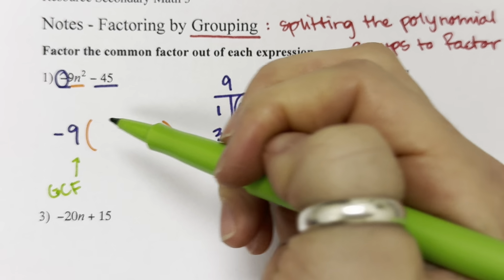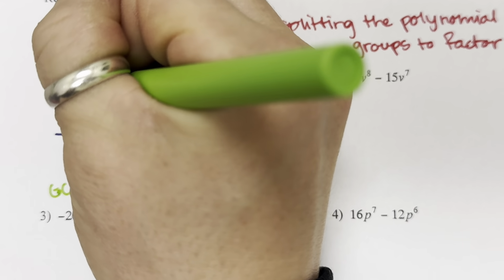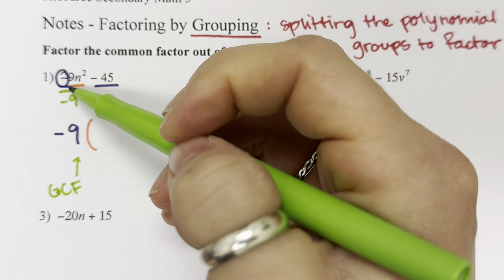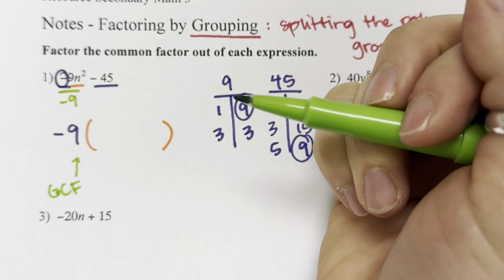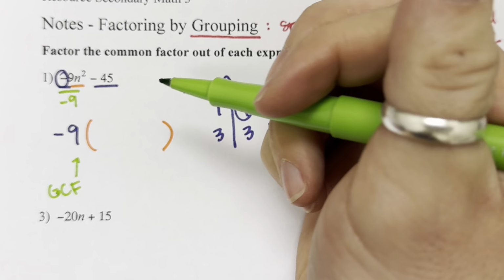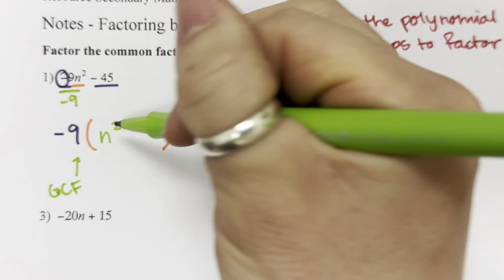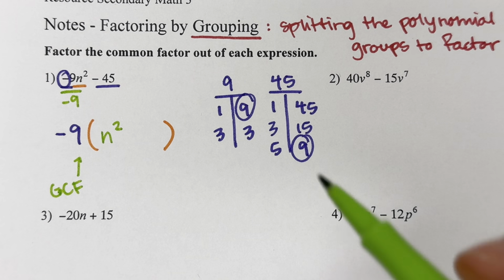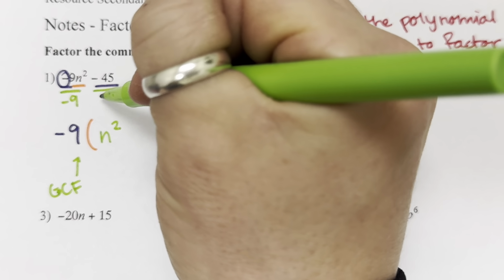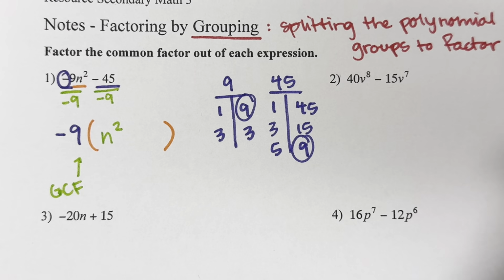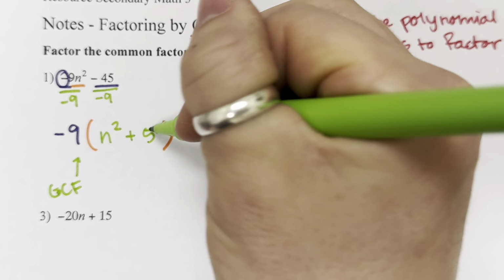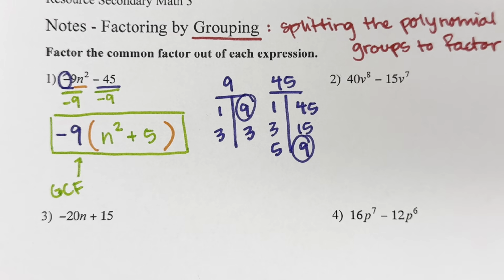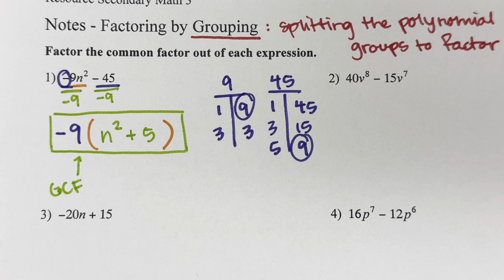We're going to take each term and divide by our GCF. So I have -9n squared divided by -9. Well, -9 divided by -9 is just going to give me 1, and since I have that n squared attached, I don't have to put the 1 in front, because we know there's an invisible coefficient of 1. Now I take -45 divided by -9, which gives me +5. And there we go. There's my factored expression, factoring a binomial using the greatest common factor.